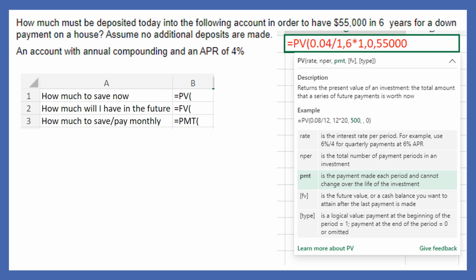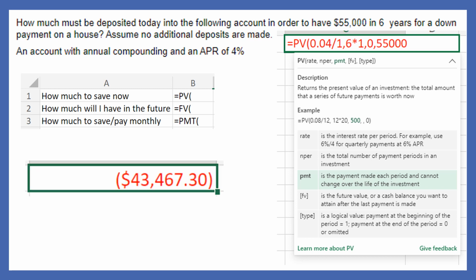It says 0 monthly payments. They're not making any additional deposits. And they want that $55,000 as their future value. And then when we enter that, it says if they set aside $43,467 and 30 cents now, it'll grow to $55,000 in 6 years.